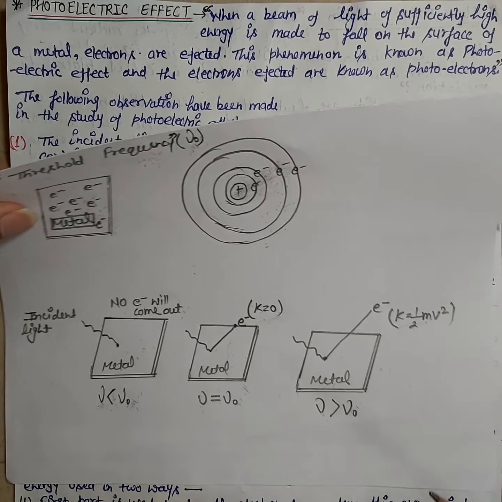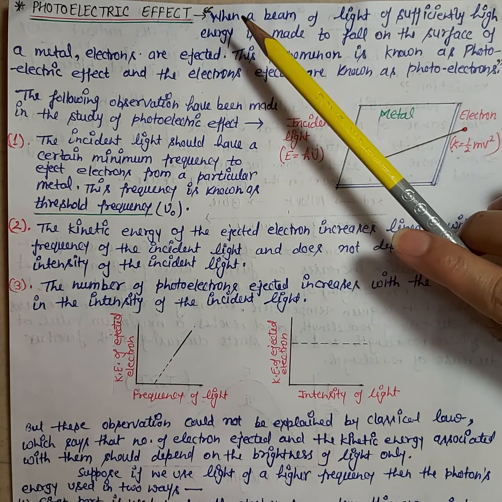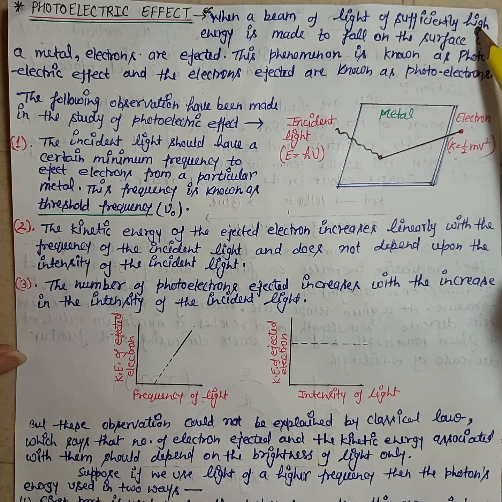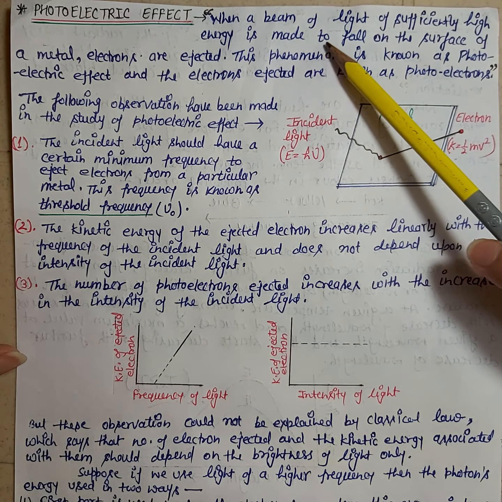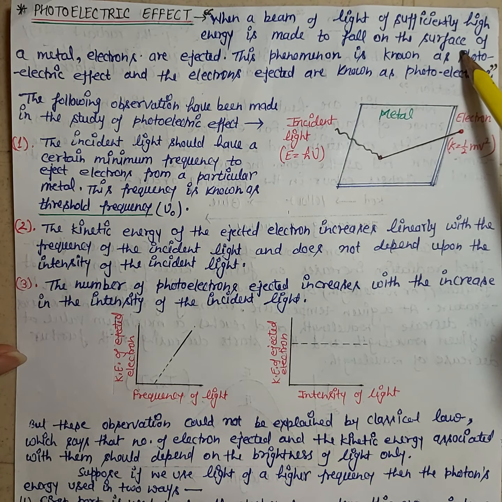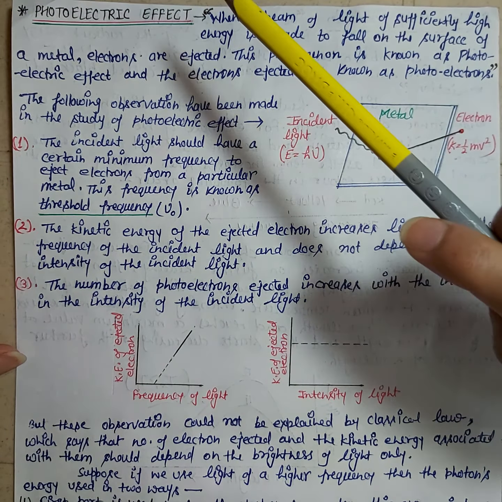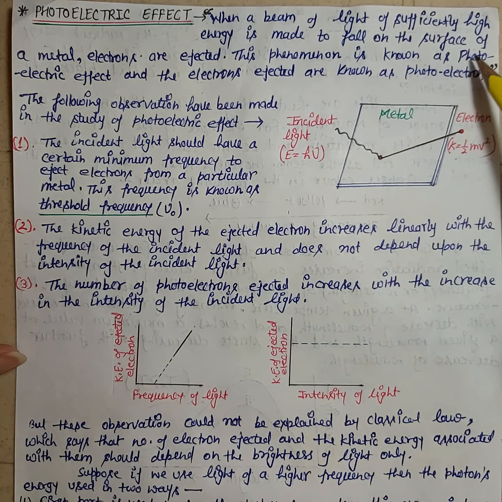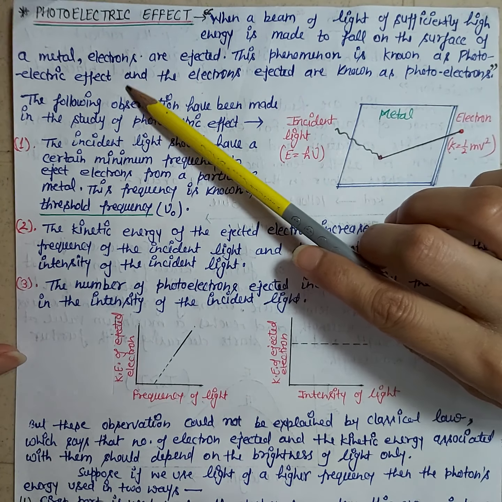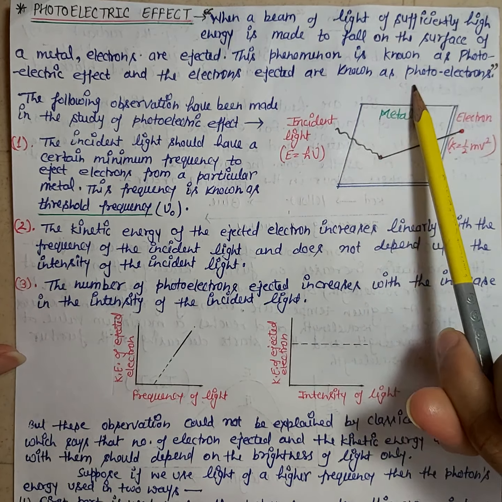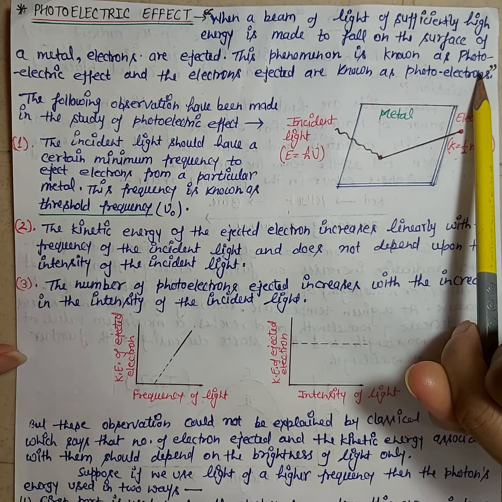Now we can read the definition. When a beam of light of sufficiently high energy is made to fall on the surface of a metal, electrons are ejected. This phenomenon is known as photoelectric effect, and the electrons ejected are known as photoelectrons, okay.